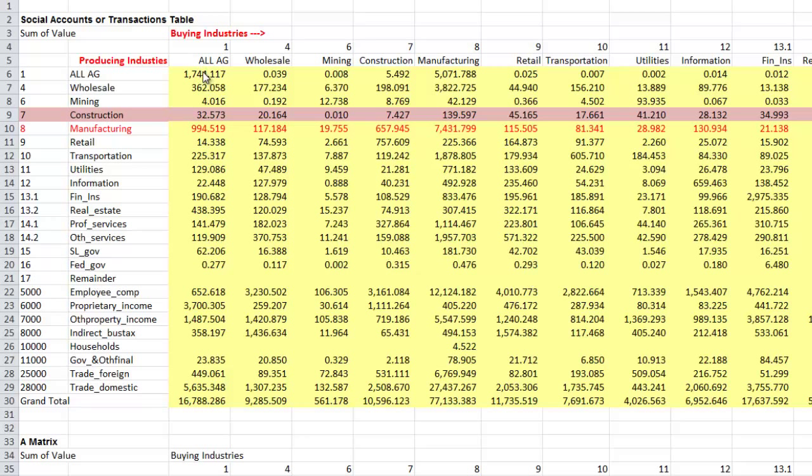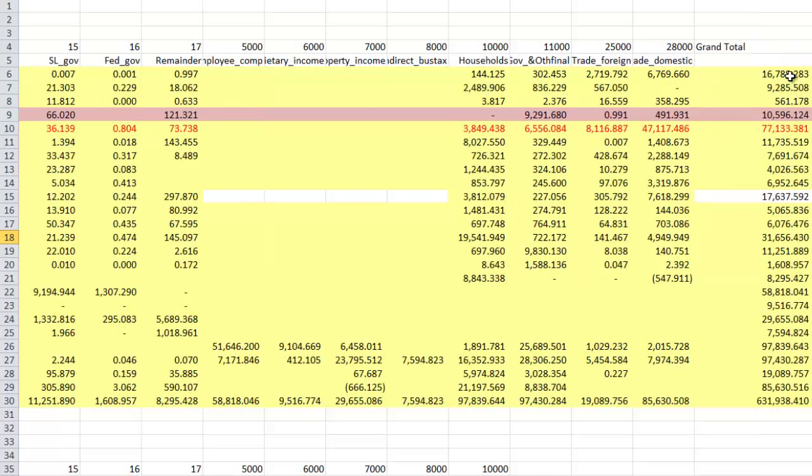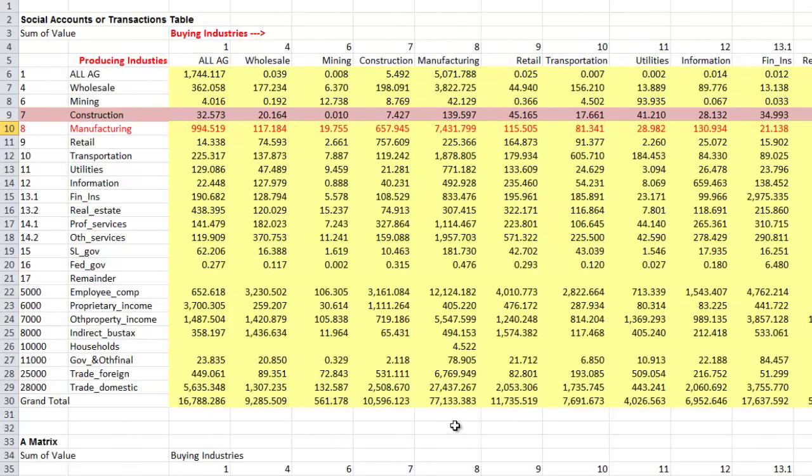Here's that Iowa table of transactions that I showed earlier. Now it's in spreadsheet form. You can see that all of agriculture's inputs, in this case, this is $16.78 billion worth of inputs, I'm going to go over to the right, equaled its outputs of $16.78 billion. Similarly, the outputs of manufacturing, $77.133 billion worth of manufactured outputs, equals $77.133 billion worth of manufacturing inputs.